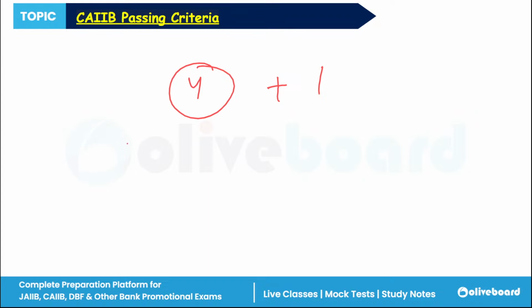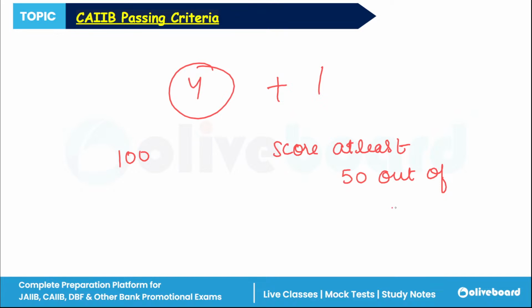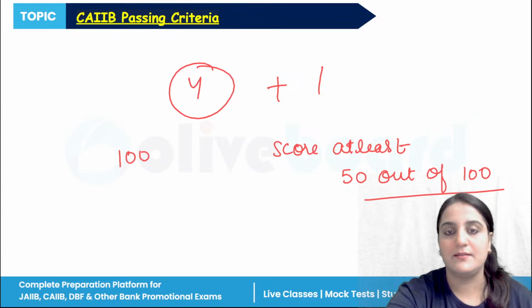Each paper carries 100 marks and there is no deduction for incorrect answers. For the passing criteria, a candidate must score at least 50 out of 100 to pass each paper. This SEB exam pattern emphasizes testing candidates' knowledge, problem solving abilities, conceptual understanding, and also analytical skills.